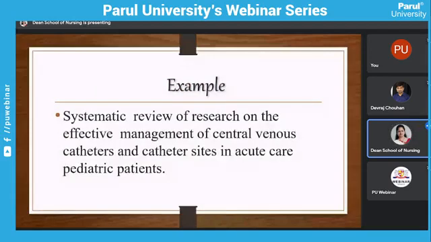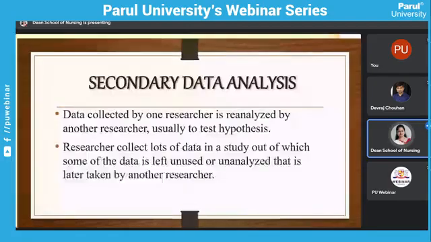Secondary data analysis. Here, data collected by one researcher is reanalyzed by another researcher, usually to test a hypothesis. The researcher collects lots of data in a study, out of which some of the data is left unused or unanalyzed, that is later taken by another researcher.